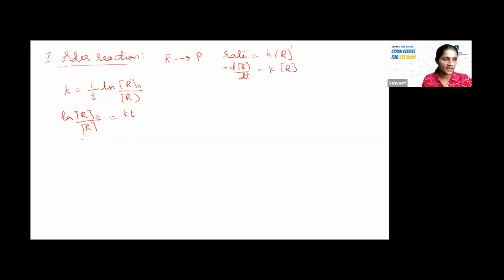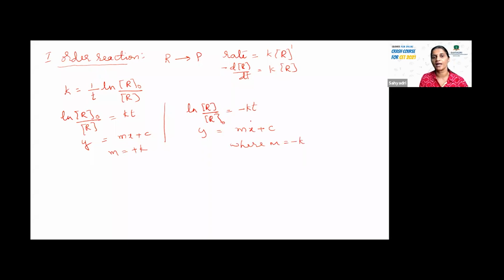Again, it's just like a straight line equation, Y equals MX plus C. Or if I take R by R naught, I'll interchange this: ln of concentration of R divided by R naught is equal to minus KT. Yes, it can be converted to log. Again it is MX plus C, where C is zero and M is equal to minus K. Here M is equal to plus K. Look at the difference. When we plot ln R naught by R, M is plus K; if you plot R by R naught, M becomes minus K. Wherever ln is there, ln is base e. Where I have to convert it to base 10, I have to multiply by 2.303.